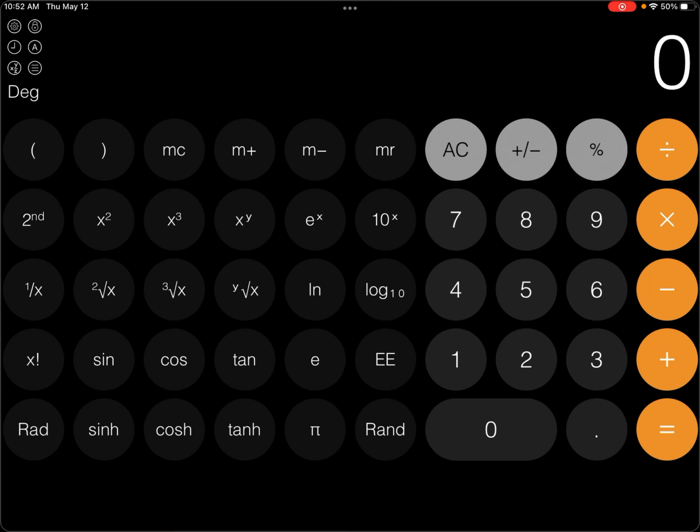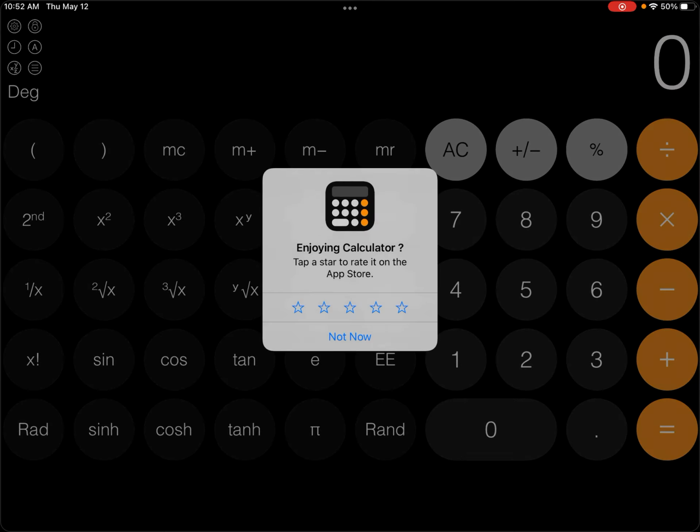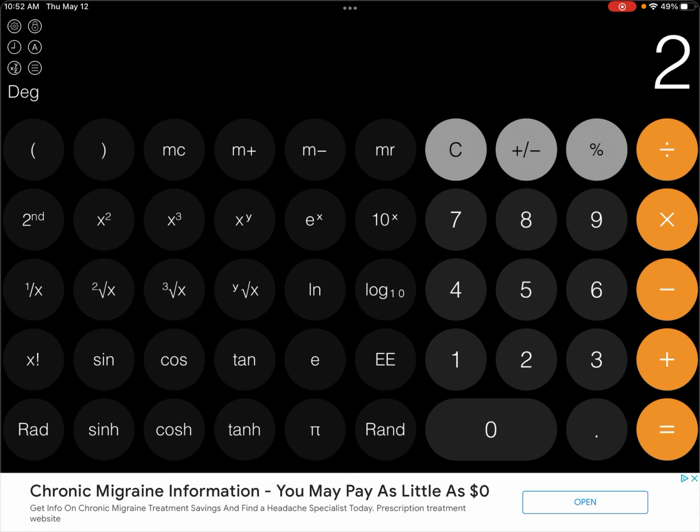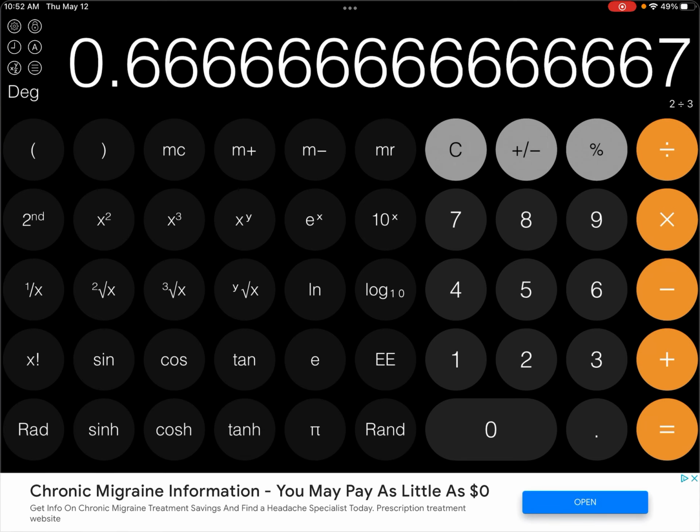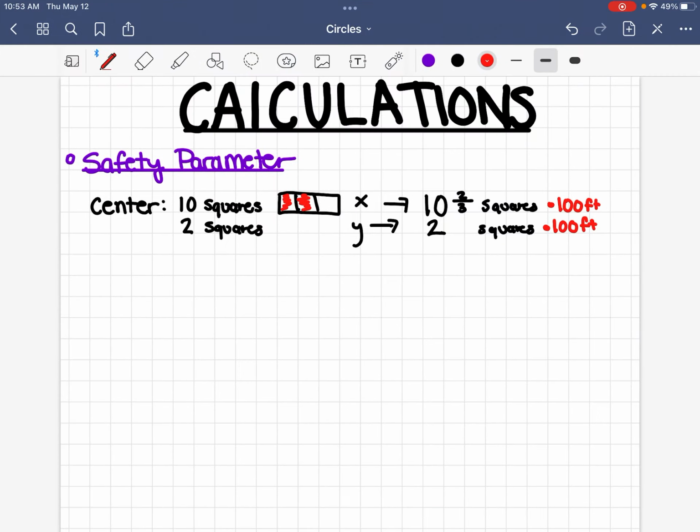So if we think about it, 10 and 2/3 is 10 plus 2/3. So I need to find out what 2/3 is, okay? So I'm just going to do 2 divided by 3. So 2/3 is about 0.7. I'm going to round, okay? So here, 10 and 2/3 is equal to 10 plus 2/3. 2/3 is about 0.7. So that means that 10 and 2/3 is about 10.7.